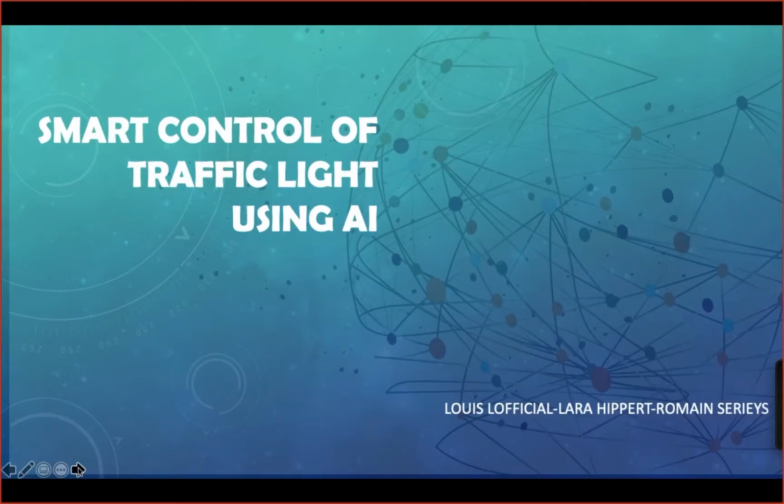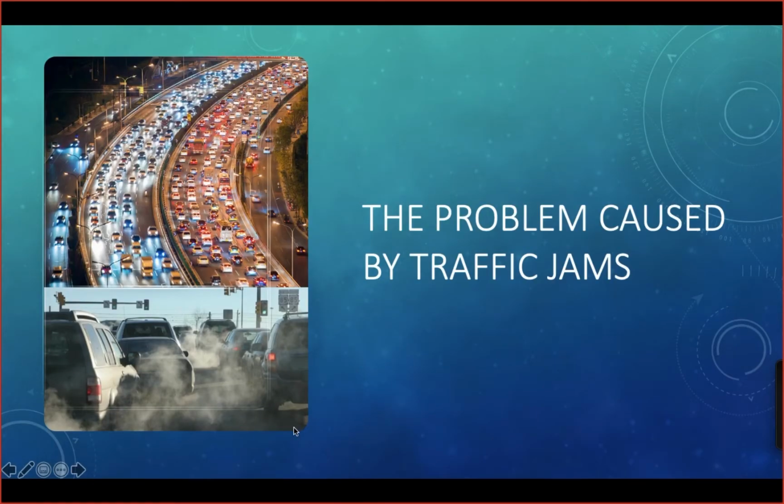Hello everyone, in this video Louis Romain and I are going to present to you the project of the smart control of traffic light using AI. For many years, the traffic light increased in big cities and became a problem. Traffic jam causes fuel consumption and air pollution.